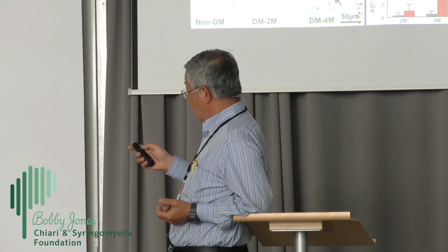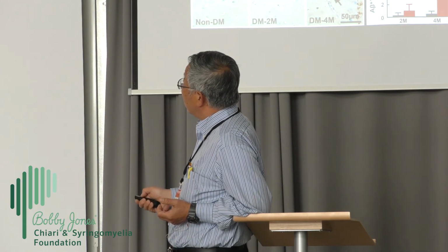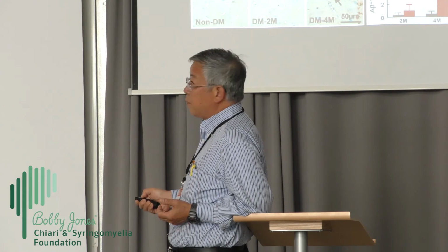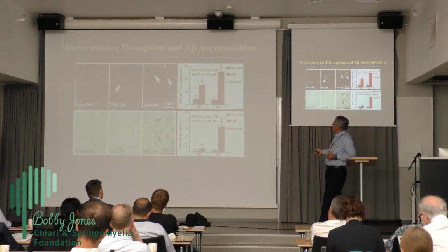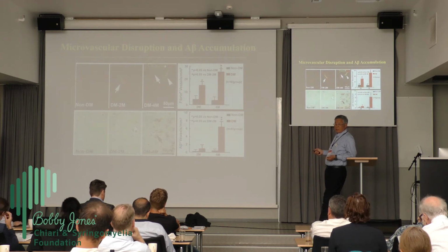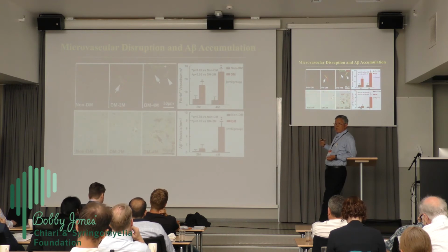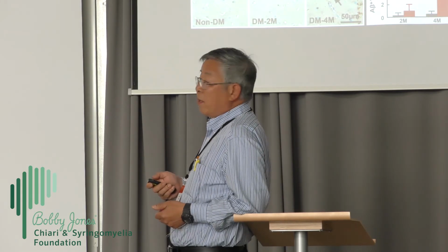And we also performed histopathology analysis. With increasing severity of the diabetes, from 2 months to 4 months, you can see fibrin leakage, and also EBA staining shows some kind of vascular damage. The glymphatic system is very closely related to the vasculature. When there is vascular damage, the glymphatic system is affected.